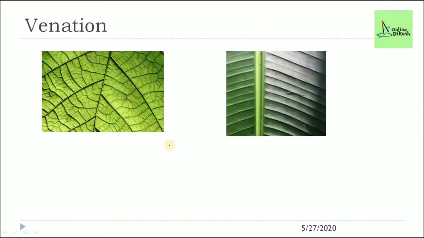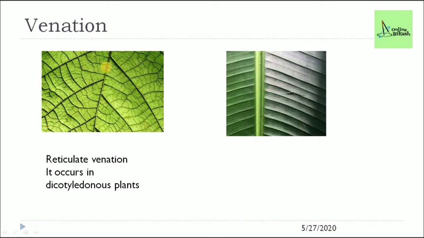Now venation: this type of structure you can normally see on the back side of a leaf, or on the front side also, so you can identify the plant. I don't know what plant this is, but you can identify this one. This one is banana. Now these are also leaf veins, and these are also leaf veins. But the difference is that here they form a network, and here they are not forming any network. They're just like parallel lines. Now this type of venation is called reticulate venation.